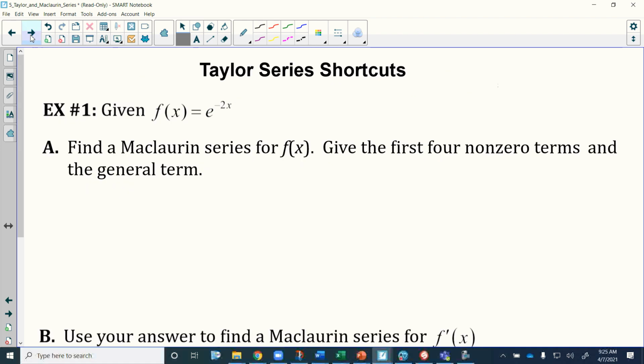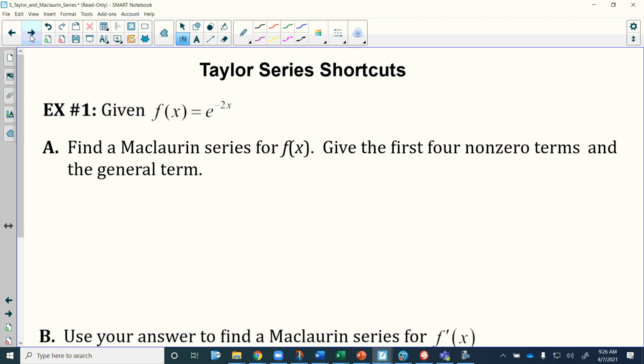And here is our first example, asking us to find a Maclaurin series, in this case, of f of x, and give the first 4 non-zero terms and the general term. Now, this is going to be similar to things that we have done on other problems with convergence tests, divergence tests. We want to take the function that was given to us and compare it to something that is known, something that is simple to remember or understand.